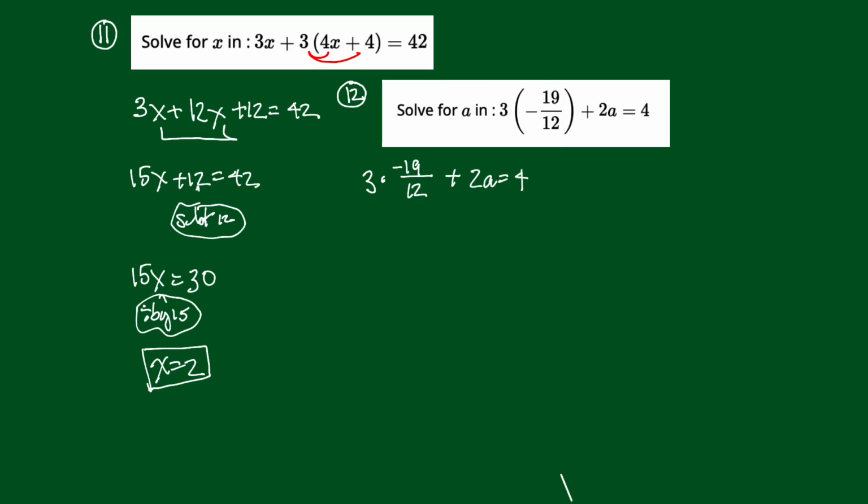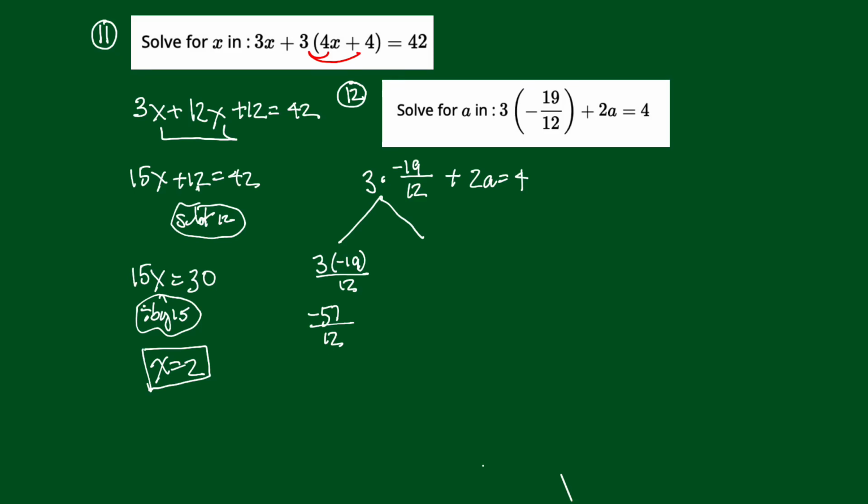Now, there's 2 things we could do here. I'm going to suggest we do one, but here's 2 things you could do. You're multiplying a whole number by a fraction. So you can multiply the whole number by the top, right? So that would look like this. 3 times negative 19, and then divide by 12. Now, 3 times 19 is 57. So I get negative 57 over 12. And then I could try to reduce that.